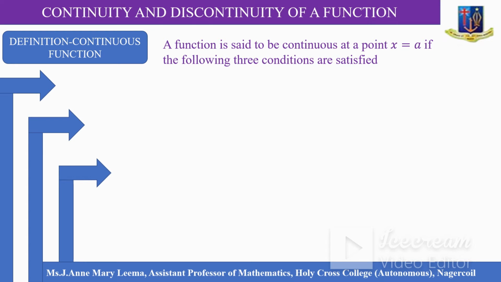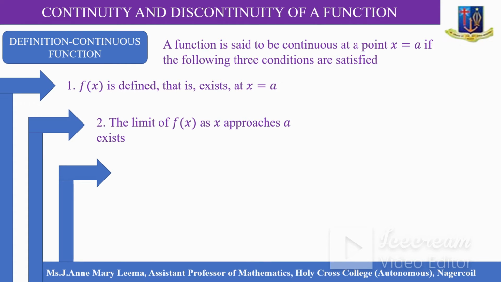Mathematically, a function is said to be continuous at a point x is equal to a if the following three conditions are satisfied. Number 1. f of x is defined, that is, it exists at x is equal to a. Number 2. The limit of f of x as x approaches a exists. Number 3. The limit of f of x as x approaches a is equal to f of a.